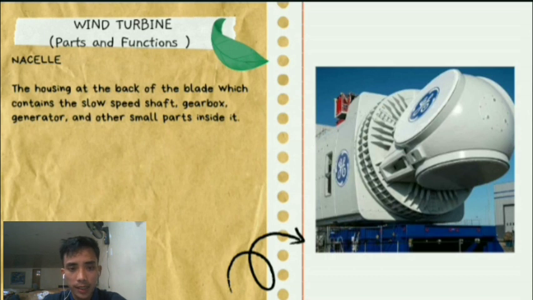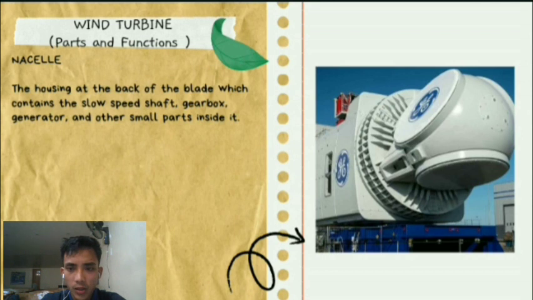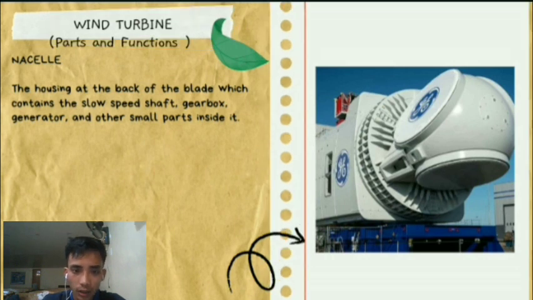Number 5 po natin, braking system. Wind turbines are equipped with braking systems to control the rotation of the blades in strong winds or during maintenance. The brakes can be applied to the rotor or the generator to stop the rotation.